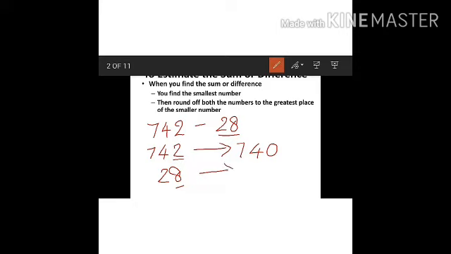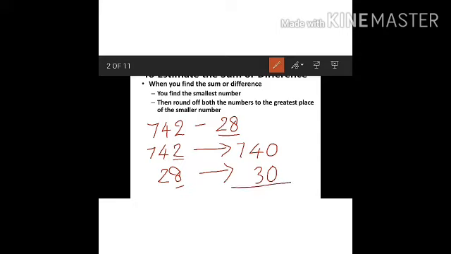So we have to add 1 to the digit at 10's place. So when we are adding 1 to the digit at 10's place, we get the answer as 3 here. Now put the 0 in 1's place. So when you are putting 0 in 1's place, we get the answer as 30. So rounding off 28 to the nearest 10, we get the answer as 30.